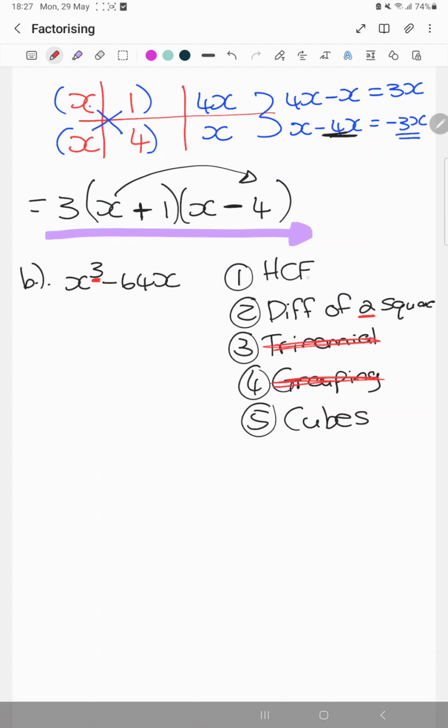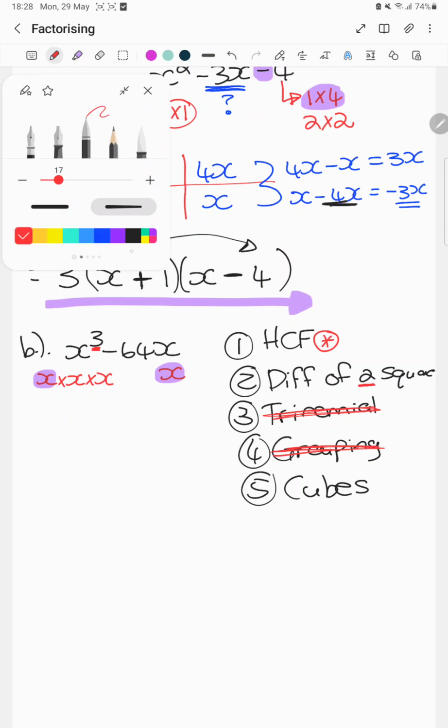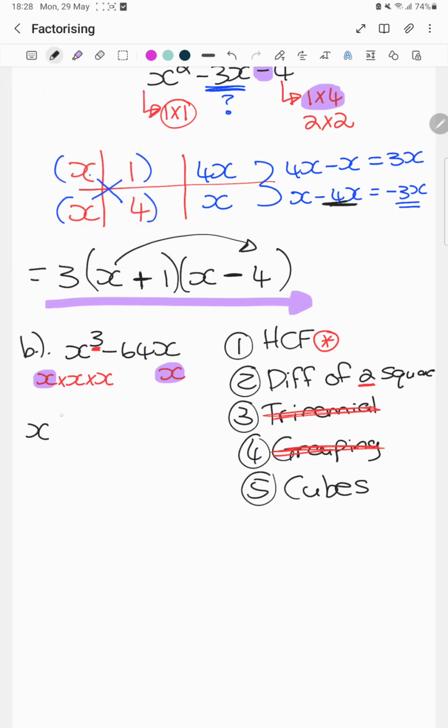And then let's also check for an HCF. So remember, you always start by looking for an HCF. So at the moment here, I have x times x times x, which is x to the power of 3, and you have an x. So do you see that there's a common factor of an x? So we're going to take out our x, and then I'm left with x to the power of 3 divided by x, which is x squared, and minus 64 divided by x, which is 64.